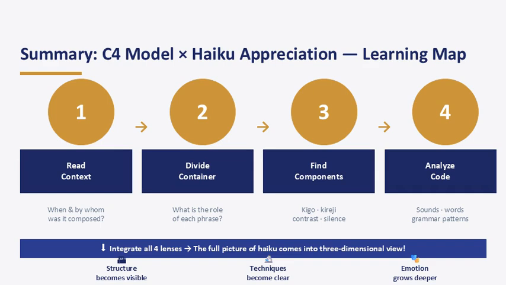Our learning map summarizes the journey. First, read the context, who wrote it and when. Second, divide the container, what role does each phrase play. Third, identify the components, find the kigo, kireiji, contrast, and silence. Fourth, analyze the code, examine the sounds, words, and grammar. Integrate all 4, and haiku becomes a 3-dimensional experience.